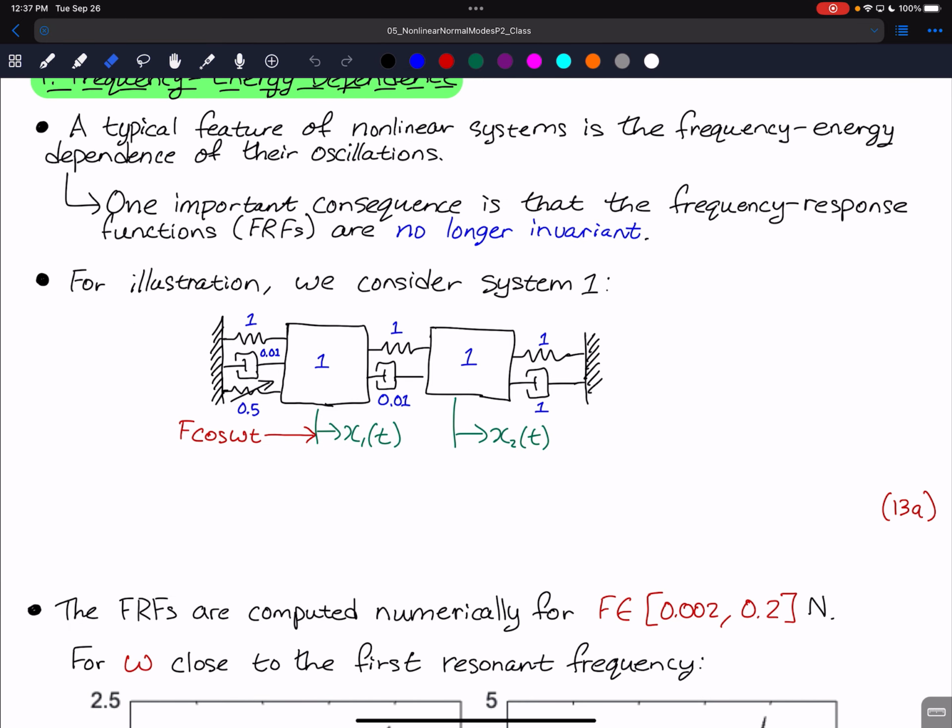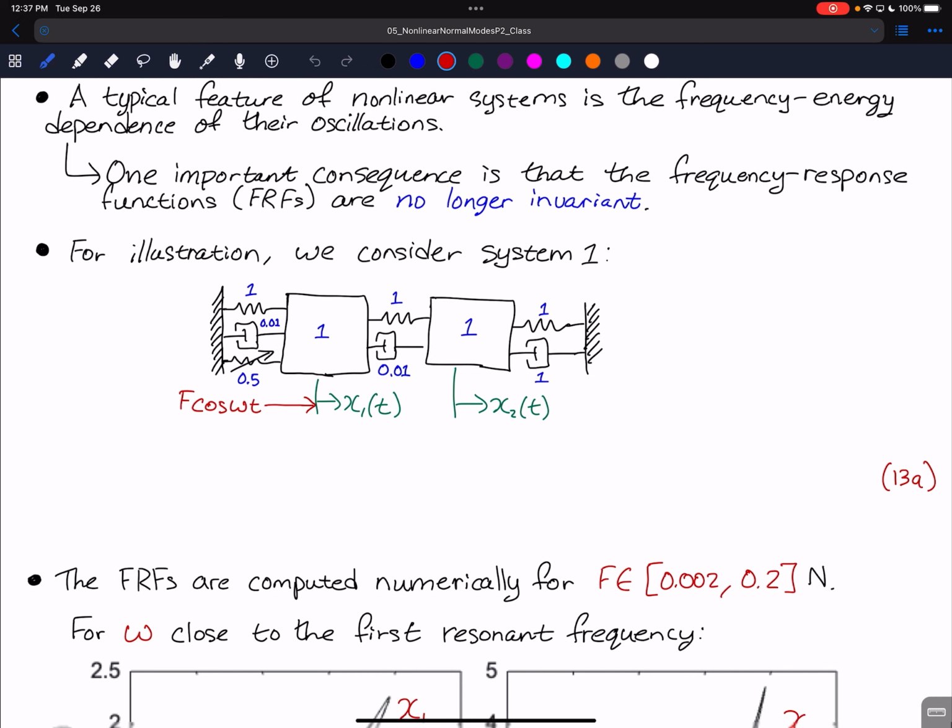So we're going to consider system 1 here. As shown here, this is just a simple 2-degree-of-freedom system with linear coupling, linear springs and linear dampers, both grounding and coupling, and then a single nonlinear grounding spring shown there.